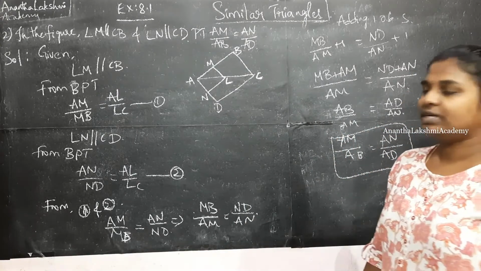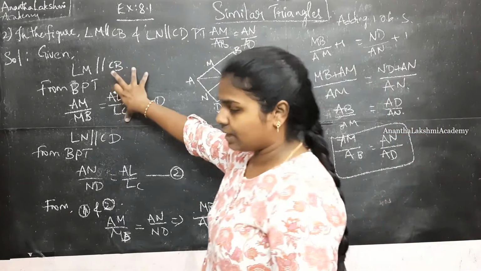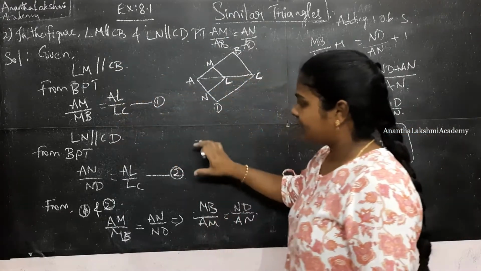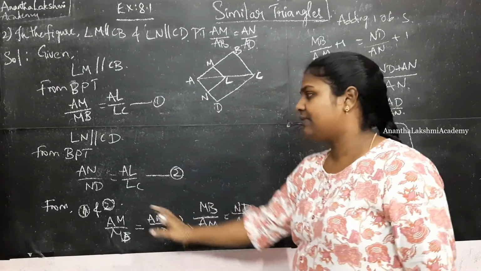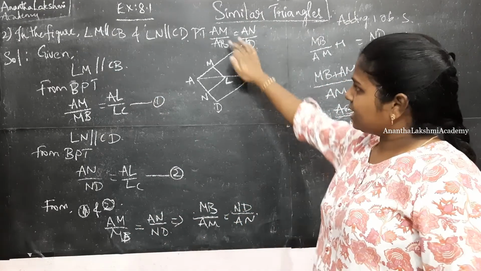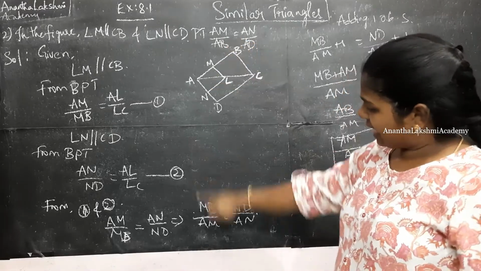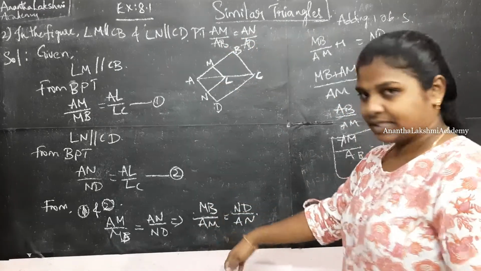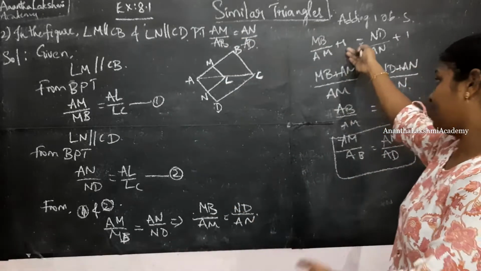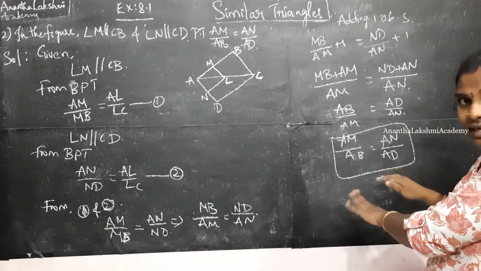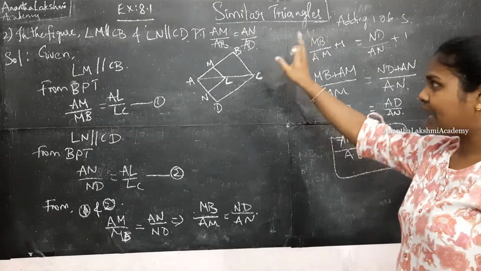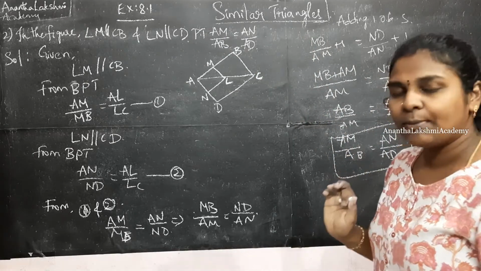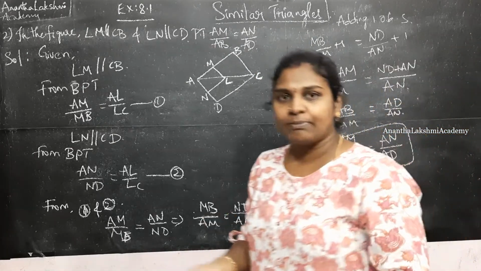So what did we do? We just applied the basic proportionality theorem and figured out the ratios. From there we equated them, and then since it needs to be in the form of AM and AB, I reciprocated them and added 1, and then finally reciprocated again to get the same form as in the statement to prove. That's all about problem number 2. Let me jump into the next problem.